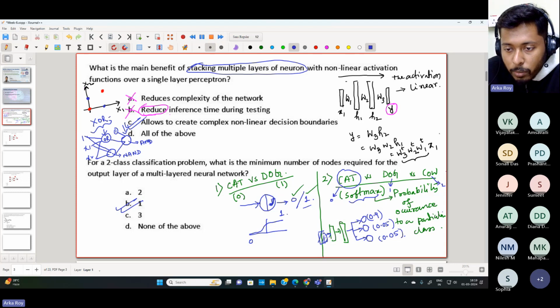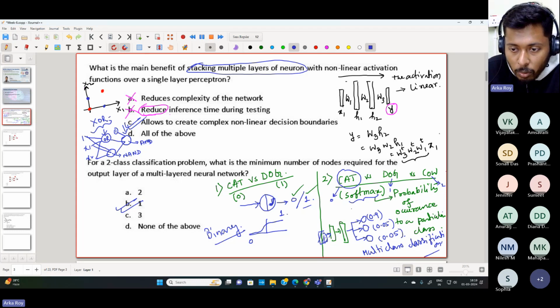If you add all these things, you will get 1. So in case of multi-class classification, this is binary classification because you have two classes where you can just generate 0 or 1. However, in case of multi-class classification, you require more than one neuron. For example, if you have three classes, then you need three neurons, because you need to get three probability values to know that given an image, the image belongs to which particular class.